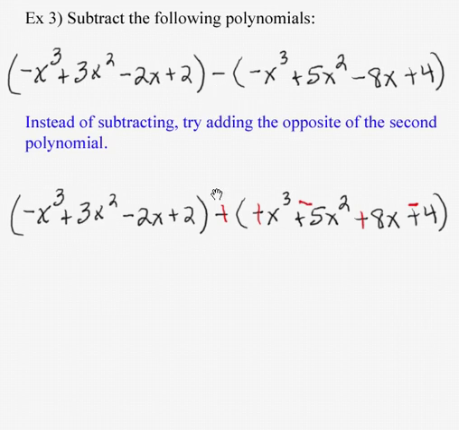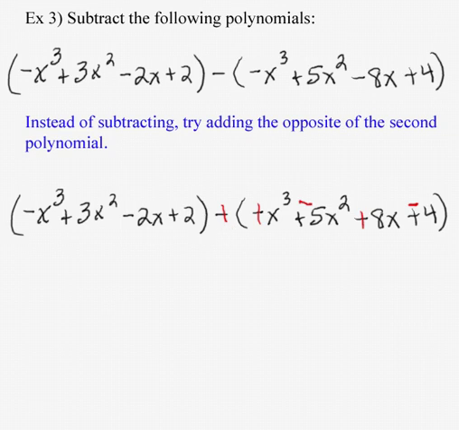So again, instead of subtracting, I'm adding the opposite. So that becomes positive x to the 3rd. That becomes minus 5x squared. That becomes plus 8x, and that becomes minus 4. Now we're back to adding polynomials, and I find that students really don't have troubles adding polynomials.